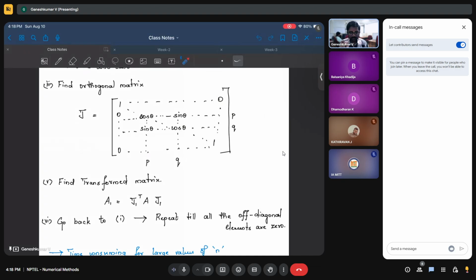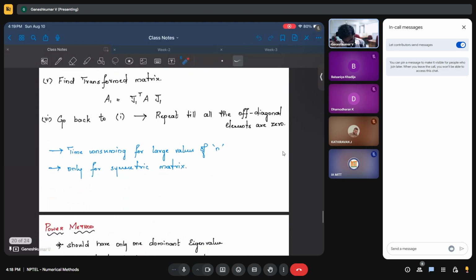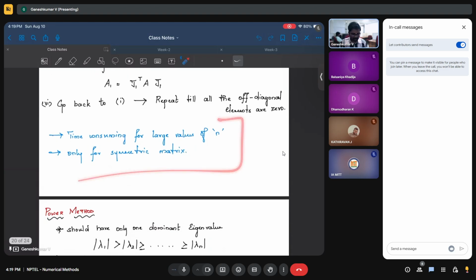The multiplication of all these J's, the transformation matrices, is going to be your eigenvector matrix, in which each vector is going to be your eigenvector for the corresponding eigenvalue. So that is how we do it, but it requires a lot of matrix multiplication, and if the n becomes very large, hundreds and thousands, it becomes very, very difficult. You need to keep on repeating this multiple times to eliminate all the off diagonal elements in order to arrive at the overall eigenvalues. So that is the drawback of this.